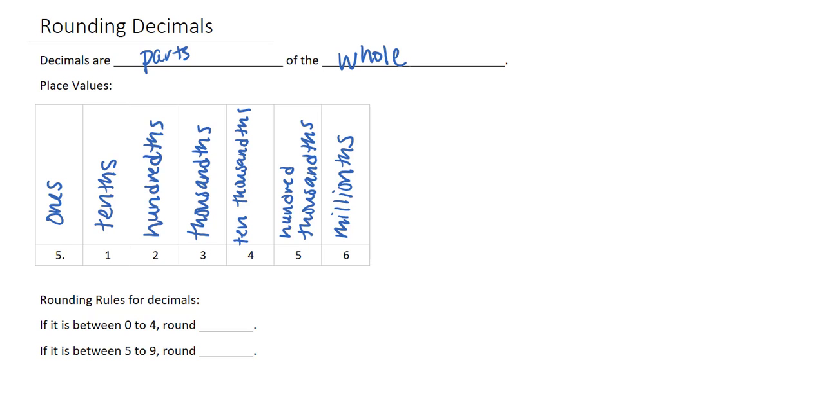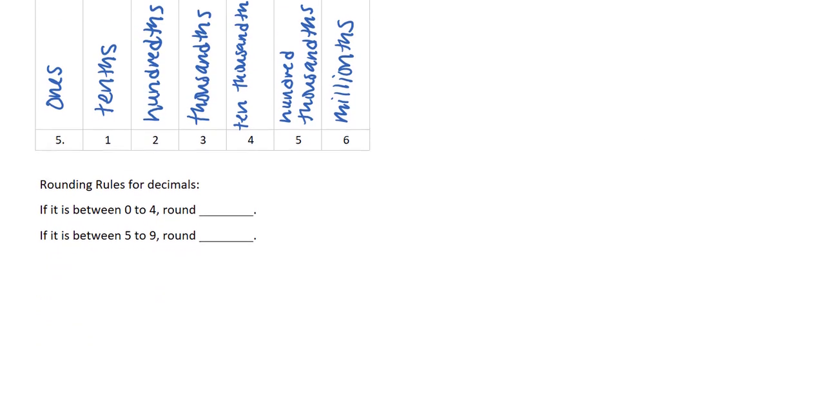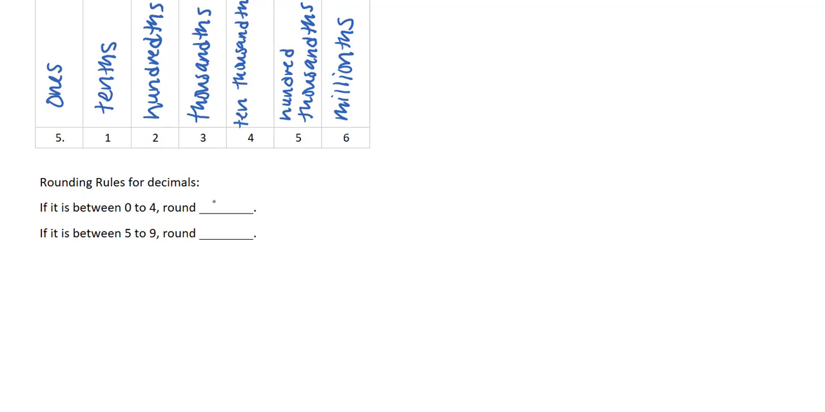Now let's go over rounding rules for decimals. If it's between 0 to 4, we're going to round down. If it's between 5 to 9, we're going to round up. This is for when we look at the digit to the right of the place we're going to round to. So if we're rounding to the nearest hundredth, we're going to be looking at the thousandths place value to determine if we round up or down. Let's go over some examples.